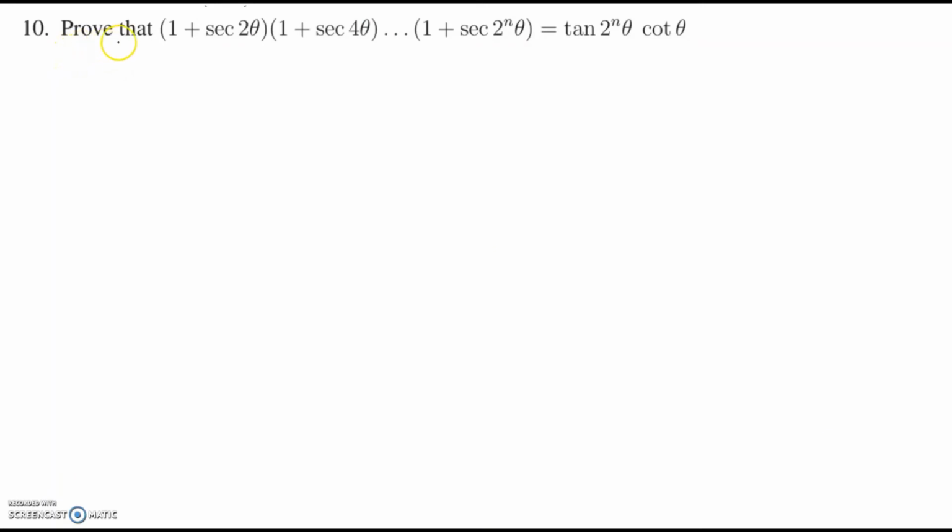Question number 10. Prove that 1 plus secant 2 theta times 1 plus secant 4 theta and so on up to 1 plus secant 2 power n theta is equal to tan 2 power n theta into cot theta. So let's take the first expression from here, which is 1 plus secant 2 theta. Let's rewrite this as 1 plus 1 by cos 2 theta, since secant theta is 1 by cos theta. Again, taking cos 2 theta as the LCM, this becomes cos 2 theta plus 1 over cos 2 theta.